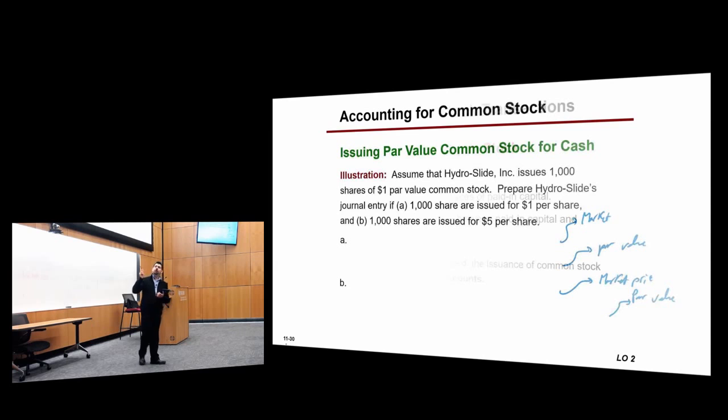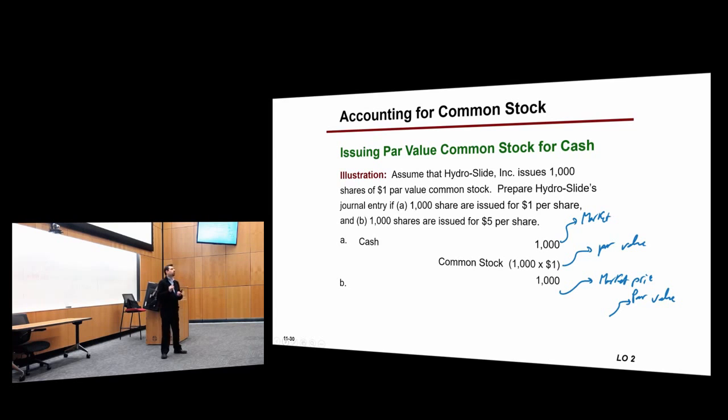If you remember, for par value, you have cash will be debited when the company issues stocks for cash. We say for cash because sometimes companies might issue stocks for things other than cash, for example, to pay for a service. Instead of paying in cash, they don't want to part with cash, they can issue stocks.